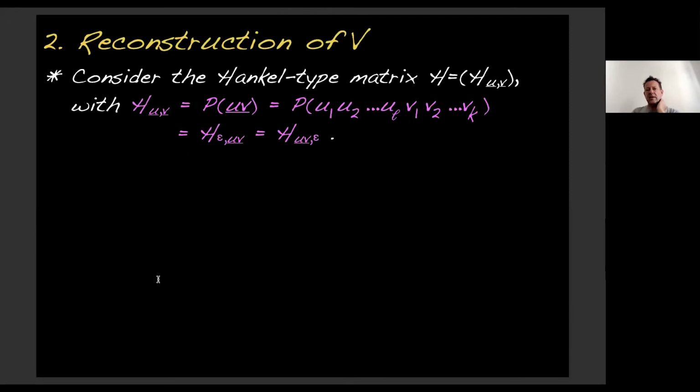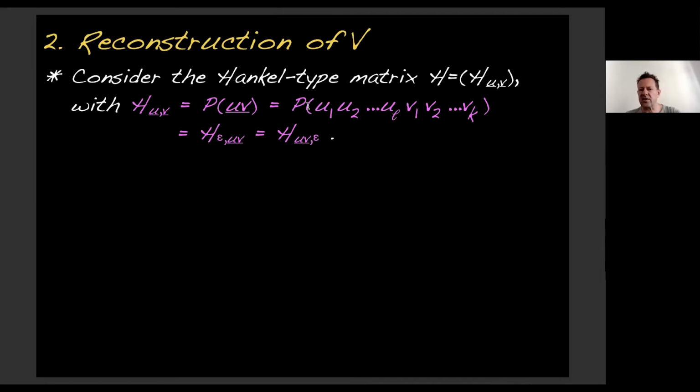Okay, so let's switch gears a little bit. If you want to try to reconstruct V from the probability law, I will just do a little bit of linear theory and forget about this positive cone for the moment. So let's assume we have a genuine probability distribution. Then we can form this matrix that has rows and columns indexed by finitely long words U bar and V bar, and the entry is simply the probability of U juxtaposed or concatenated with V.